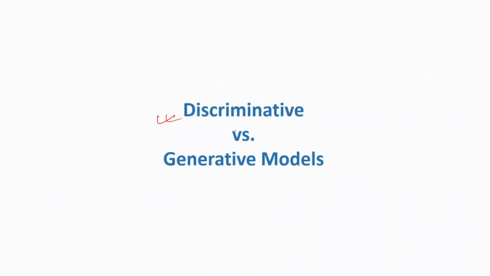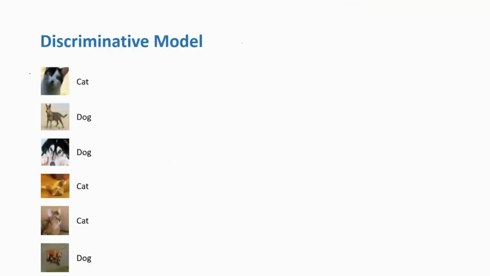Now we have something called discriminative and generative models. Okay, what are discriminative models? Suppose you have been given cat, dog, dog, cat, cat, dog. Different images of cats and dogs have been given to you. Now all these pictures will have some feature values in terms of pixels, right? So I am representing all those feature vectors as xi, with i from 1 to n. It means 1 is this cat, 2 is this one, 3 is this one, and so on and so forth.